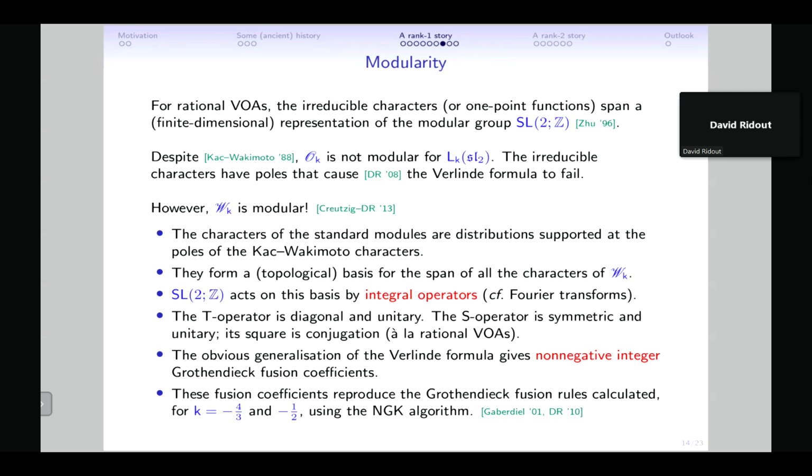Okay, the nice thing about this calculation is that when you do it, you find precise agreement with the fusion rules, or the fusion coefficients, which were known for the two small values of the level, which were computed sort of arduously.